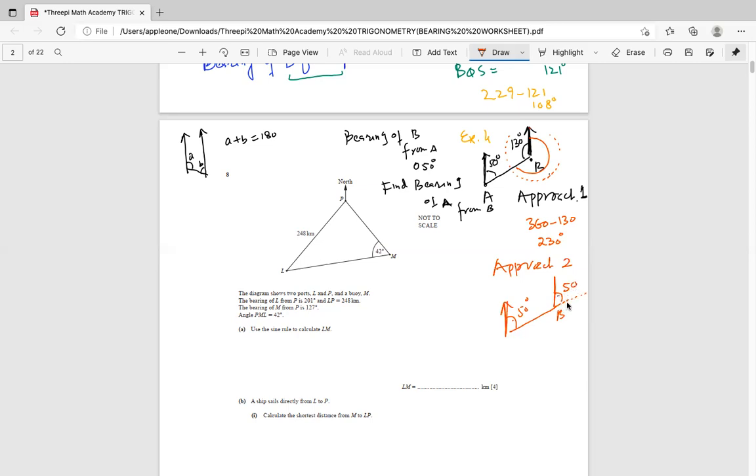So if this is 50 degrees, what about this line? This line is 180 degrees. So this is the angle C here. That's the angle. Now 50 plus 180, this is 180 degrees. So 50 plus 180 is 230 degrees. That is the second approach.